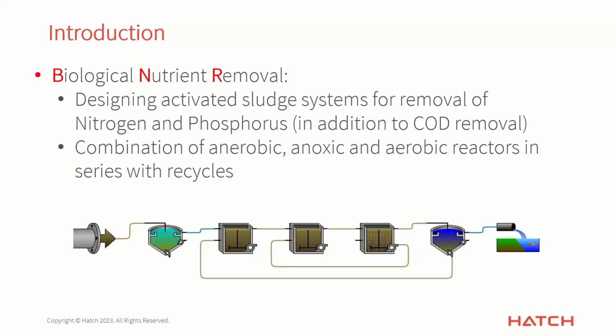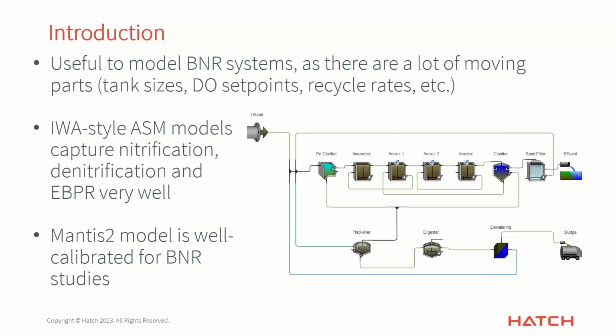But generally the idea is you're going to have a bunch of CSTRs in a row that are of different conditions. And when the biomass moves through them, hopefully you're going to get the right kind of growth under the right conditions to sort of optimize the removal and conversion of various forms of nitrogen and phosphorus.